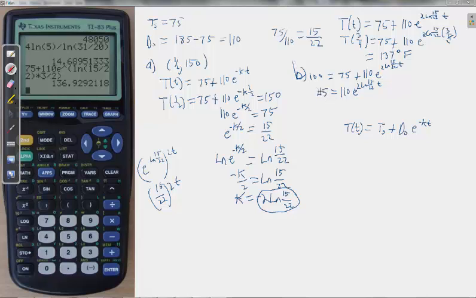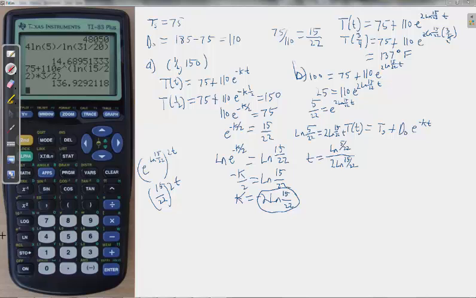Divide out the 110. Let's see, 5 goes in, so that'll be 5 over 22 equals e to the stuff, 15 over 22 t. And then take an ln of both sides, so we'll just get ln of 5 over 22 equals 2 ln of 15 over 22 times t. So t equals ln of 5 over 22 divided by 2 ln of 15 over 22.